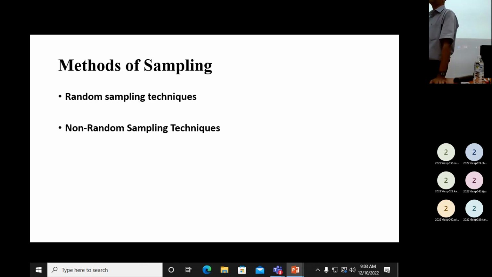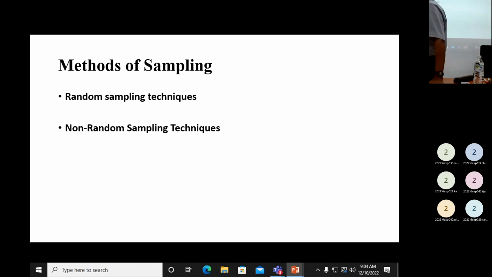and non-random sampling technique? Random sampling technique, probability is included. Therefore, we say random sampling technique. Sampling technique consists of probability. That's why random. Non-random sampling technique, probability is not included.